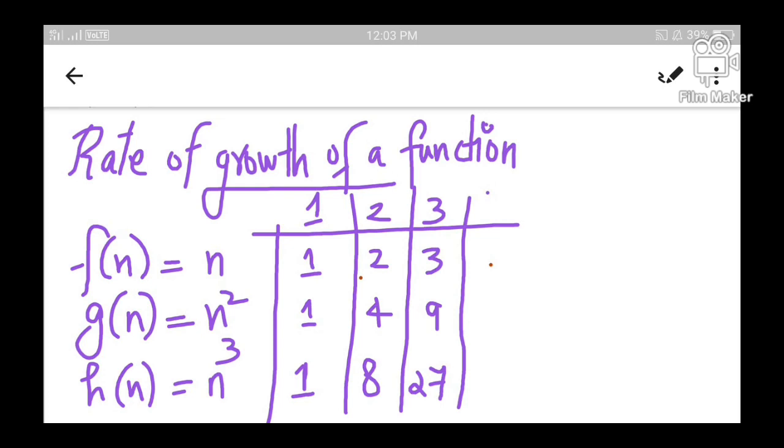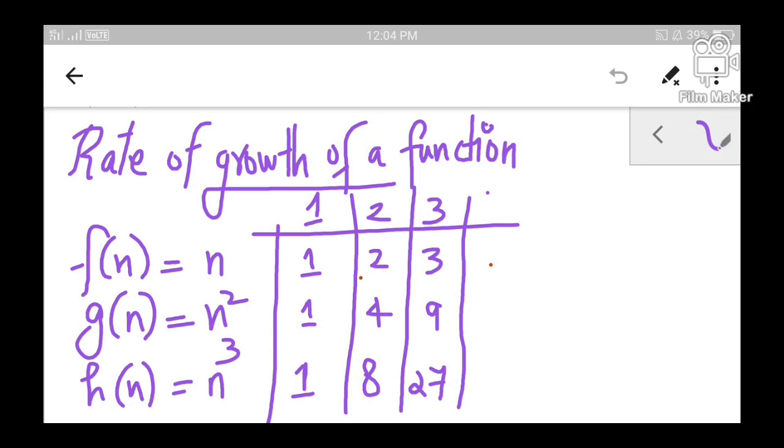Today, in this video, we are going to learn about the rate of growth of a function. What do we mean by growth of a function? Let us learn with the help of an example. Let us consider three different functions: f of n, g of n, and h of n. F of n is equal to n. G of n is equal to n square and h of n is equal to n cube.